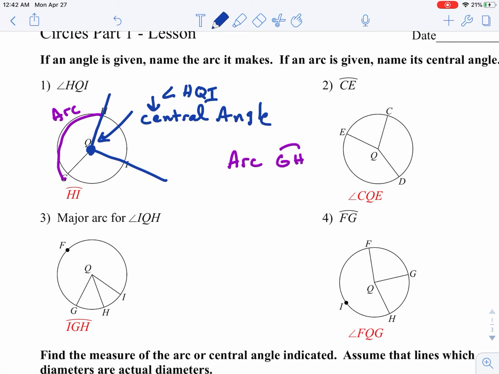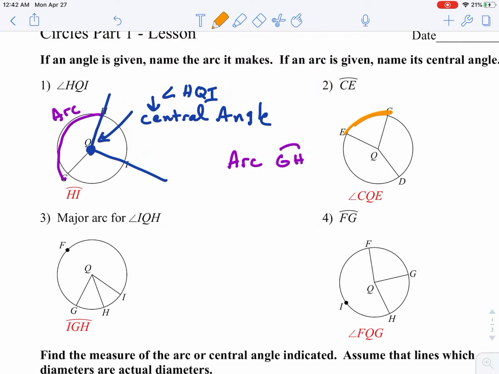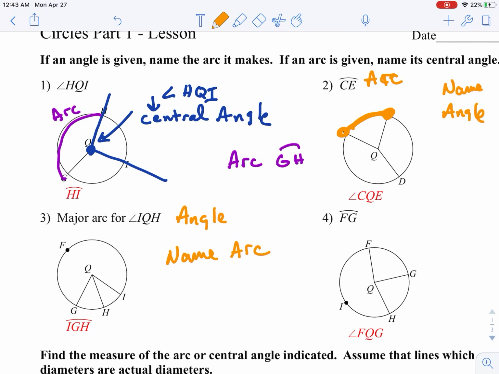Now, the directions say if an angle is given, name the arc it makes. If an arc is given, name the central angle. So let's go to number 2, CE. Where does CE go? This is an arc, so your job is to name the angle. Whereas this one is an angle, so your job is to name the arc. Now, one more thing over here. We pretty much don't need a calculator today.